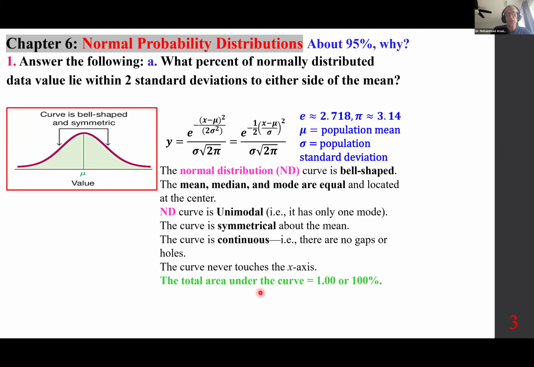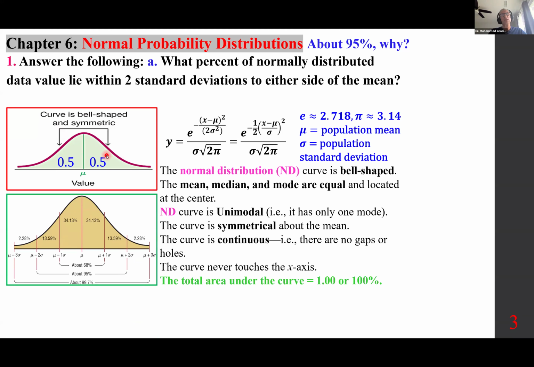The total area under the curve, which represents the total probability, is 1 or 100%. The entire area under the curve is 1 or 100%. Therefore, each side covers 50% or 0.5 of the area.